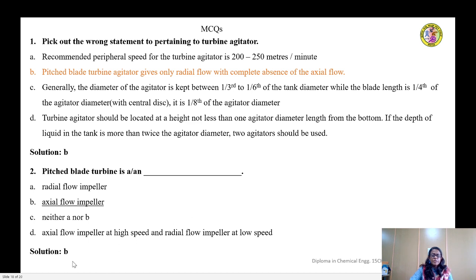Okay, so let me tell you here that in the material that I have supplied, maybe this question has been provided with the wrong answer. This is the right answer for this question: pitch bladed turbine is an axial flow impeller. Okay, so sorry for the mistake. Correct yourself. Pitch bladed turbine is an axial flow impeller, not a radial flow impeller.